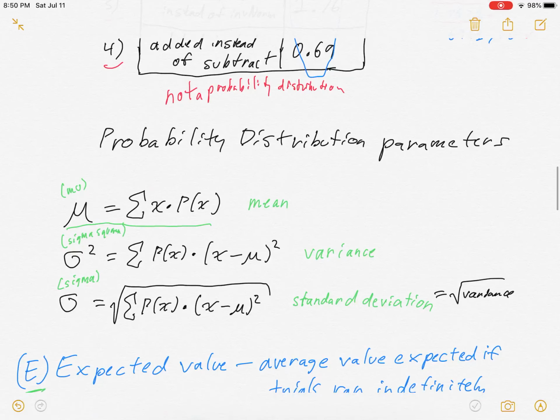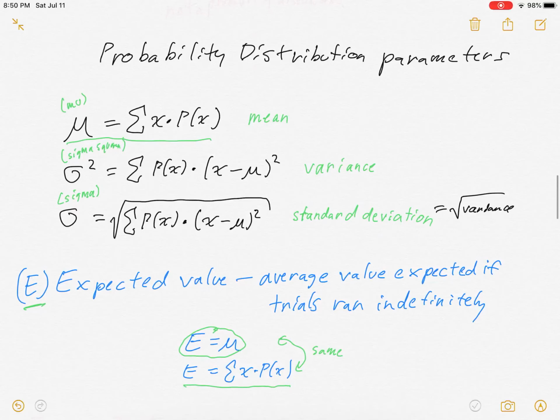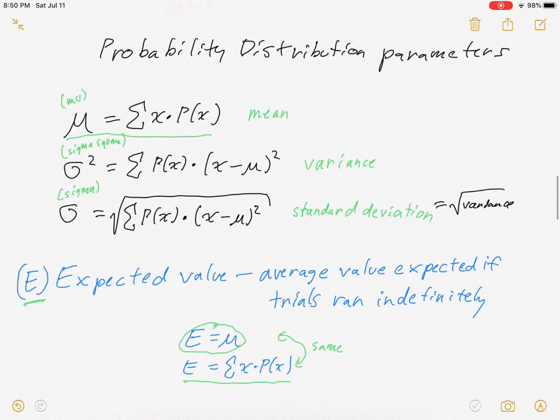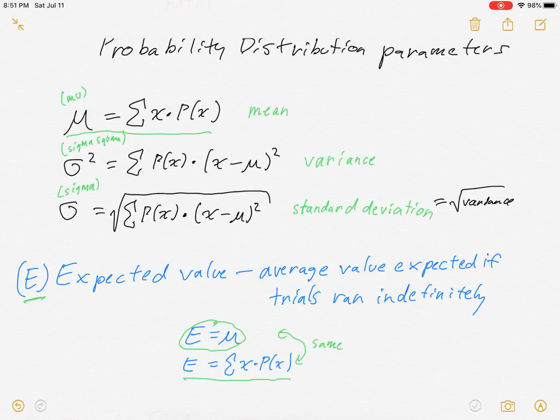Let's go through the probability distribution parameters. There are three main parameters that you'll use. The first one is mu, which equals the summation of x times p of x, and that is the mean. Then you have sigma squared, which is the summation of the probability times (x minus mu) squared, and that gives you the variance.